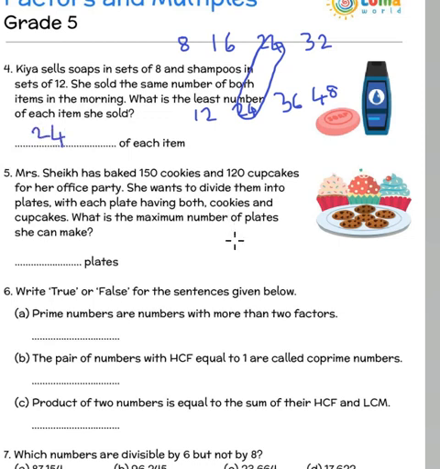Mrs. Sheikh has baked 150 cookies and 120 cupcakes for her office party. She wants to divide them into plates with each plate having both cookies and cupcakes. So what is the maximum number of plates that she can make? So we'll have 150 and we have 120 as the total.